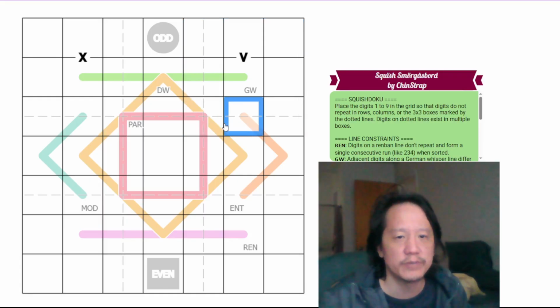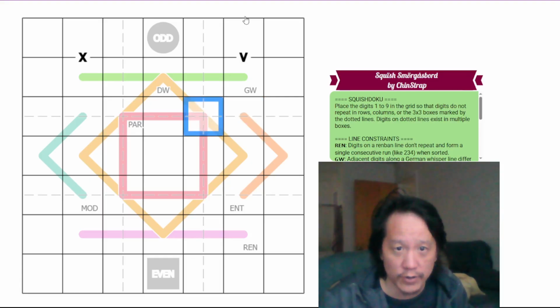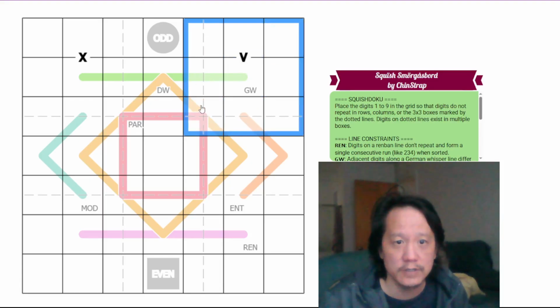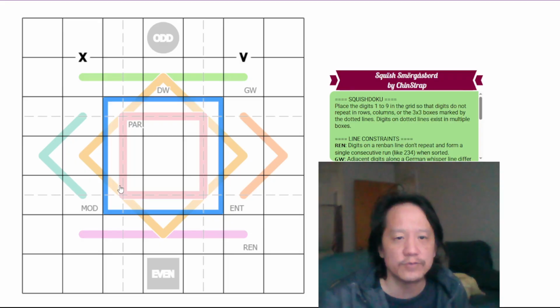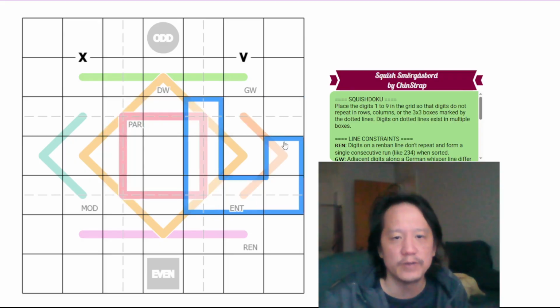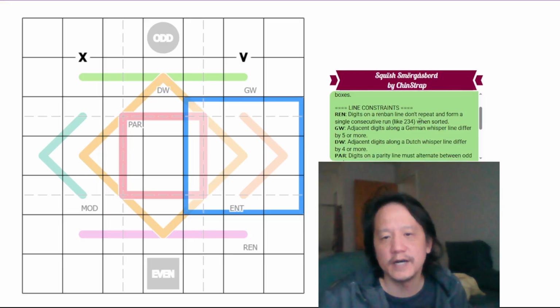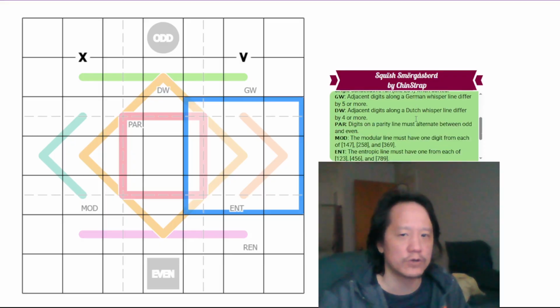So this cell is part of this 3x3 box here, part of this 3x3 box here, and part of this 3x3 box here, and this 3x3 box here. So that's how Sudoku works.